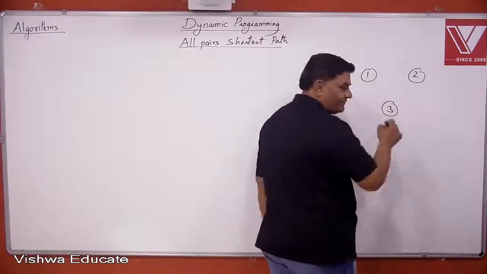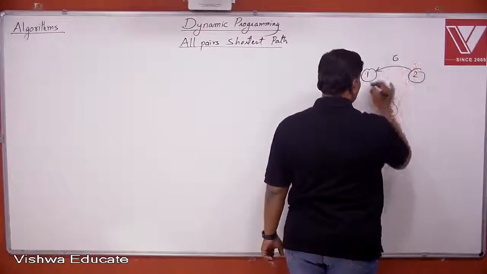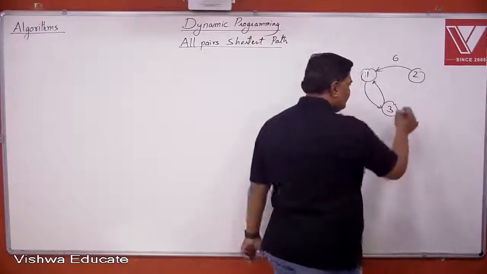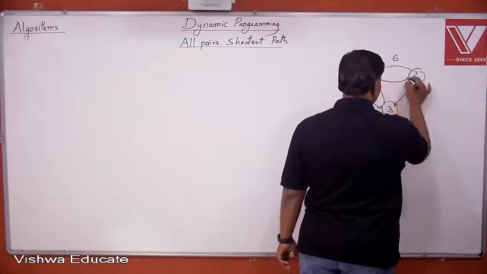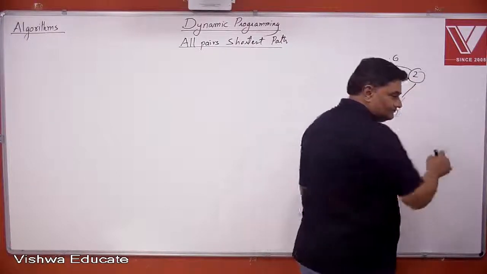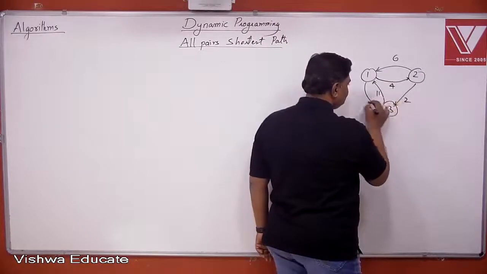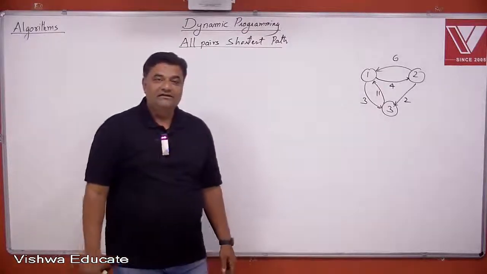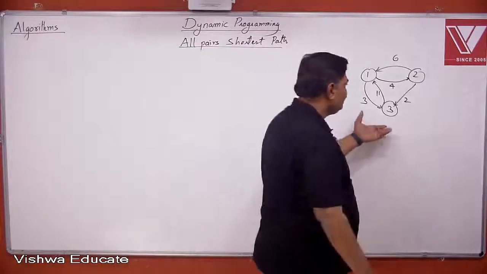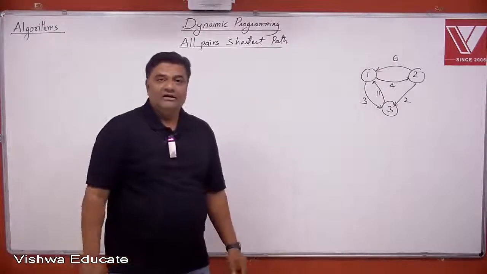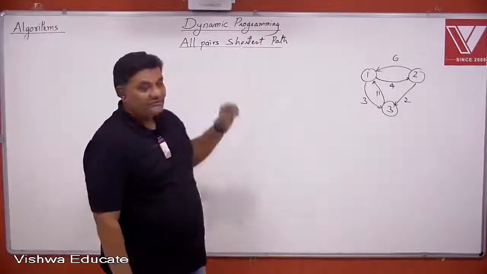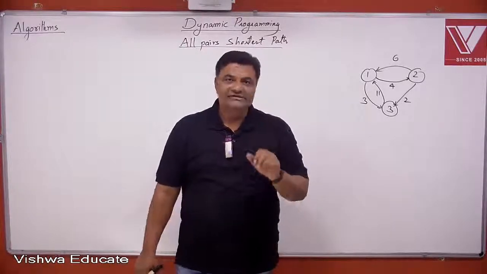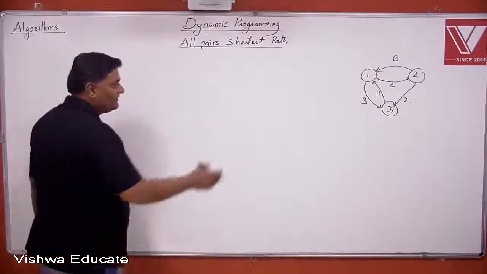I am taking a graph. Suppose this is a directed weighted graph. I have taken a small one because I already explained that the solutions for these problems are very lengthy. So let us see how to solve this one.